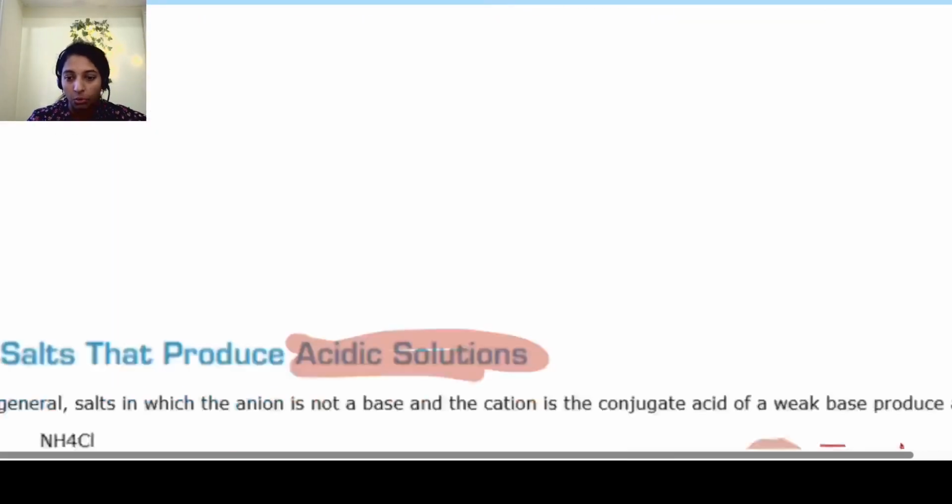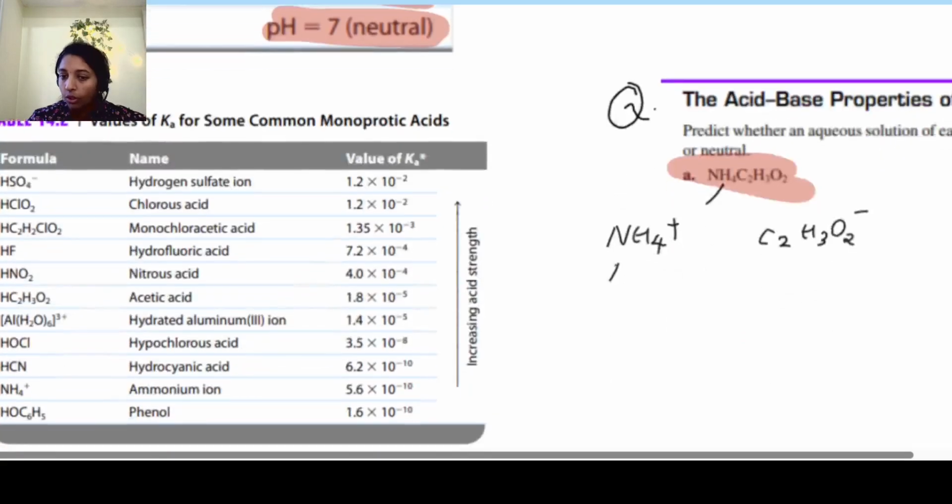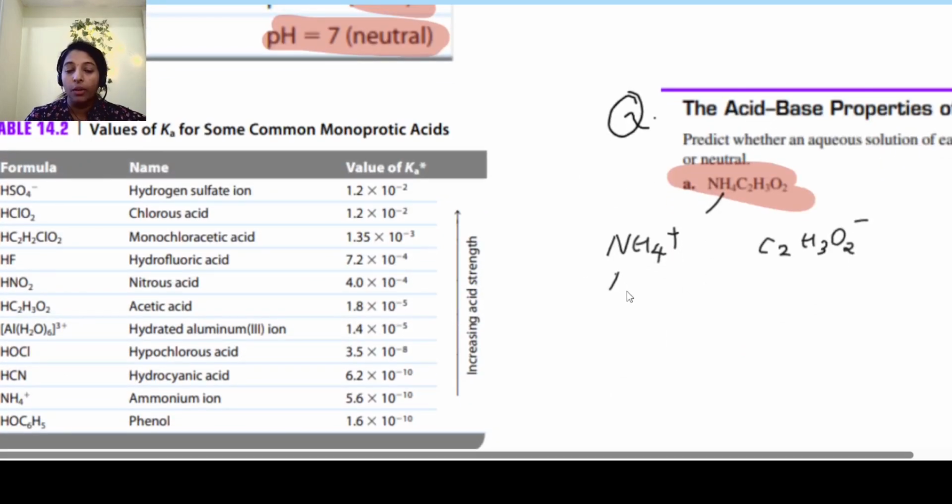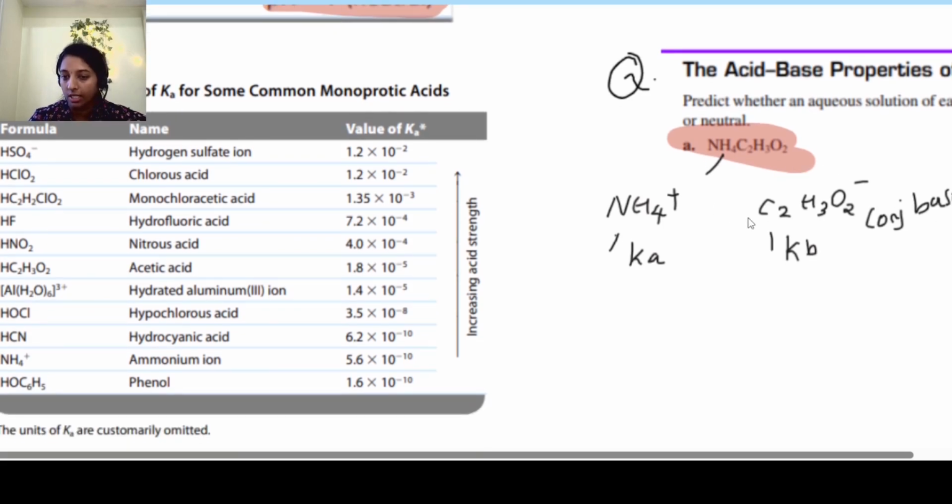At that time, what is the thing? Both are weak. If both are weak, what do you want to do? You have to calculate the Ka and compare. Since this is acid, Ka of NH4 plus is there, and this is the basic thing, so this is Kb. Correct? The acetate ion is formed from acetic acid, so this is the conjugate base. Do you understand why I am telling this is base? This is the conjugate base of acetic acid. Similarly, this is the conjugate acid of ammonia. So they have a Ka value and this will have a Kb value.